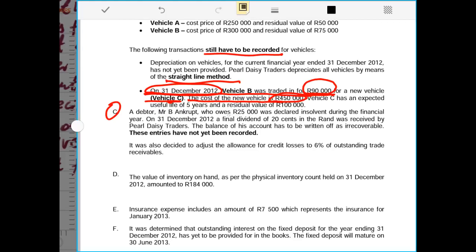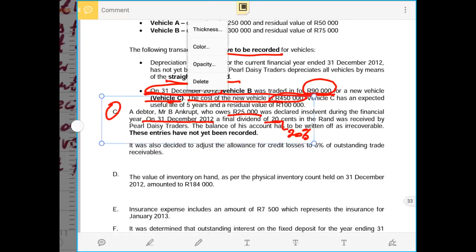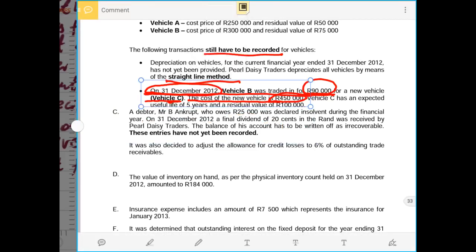Therefore, now this debtor owed us 25,000 rands, and on the 31st of December 2012, which is the end of the accounting period, a final dividend of 20 cents, remember, 20 cents is the same as 20% in the rand, was received by Pearl Daisy Traders. The balance on his account must be written off. That means only 20 cents in the rand was received. The rest will be a bad debt.